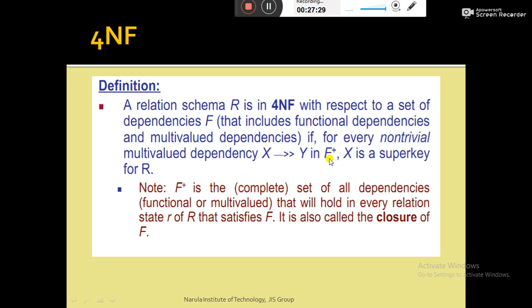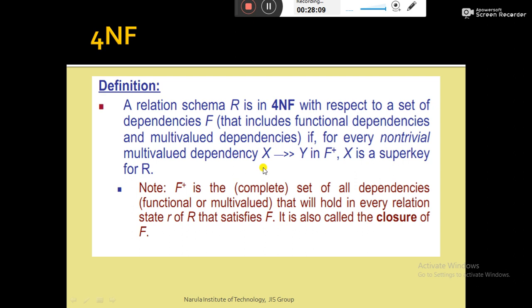So again I am repeating what 4NF is. If a relation R has a non-trivial multivalued dependency X ↠ Y in F, and if X is a superkey of R, then we say that relation R is in 4NF.